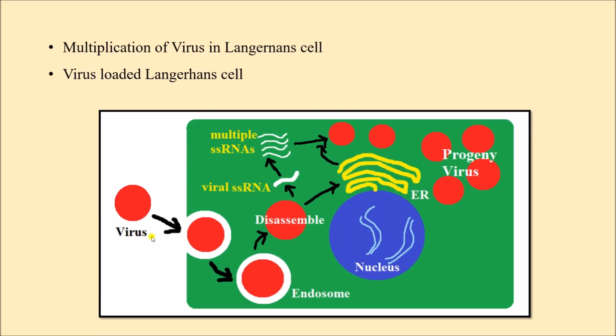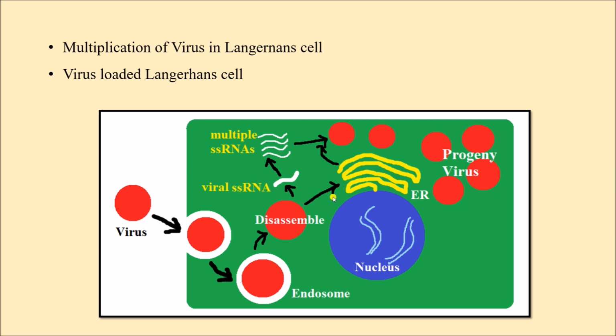After attachment, the virus is internalized. That means it is taken inside the Langerhans cell by producing an endosome. This is followed by disassembling of the virus. That means the virus releases the viral single-stranded RNA. Also, it is disassembled into multiple viral particles. This mother single-stranded RNA produces multiple single-stranded RNA with the help of RNA polymerase. So as you can see, initially from a virus we had one single-stranded RNA, and with the help of RNA polymerase it produces multiple single-stranded RNA.